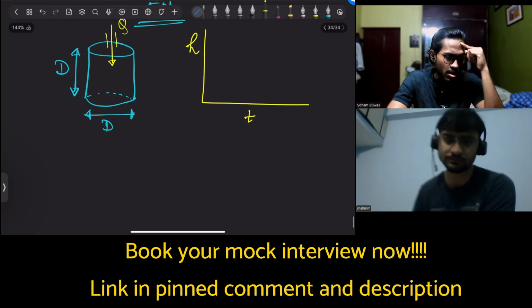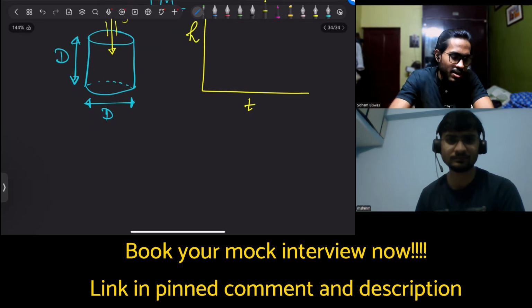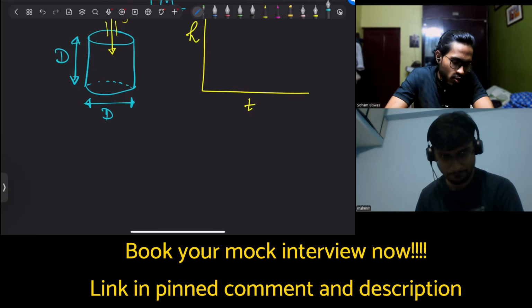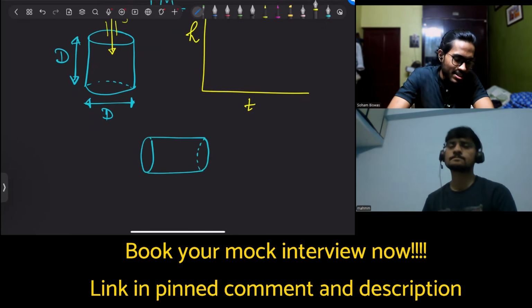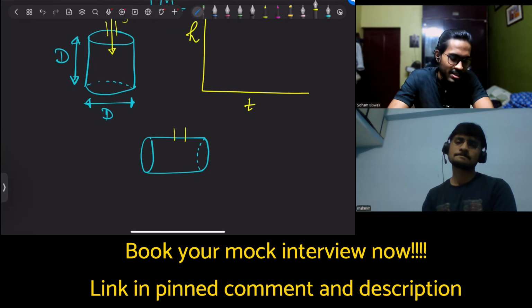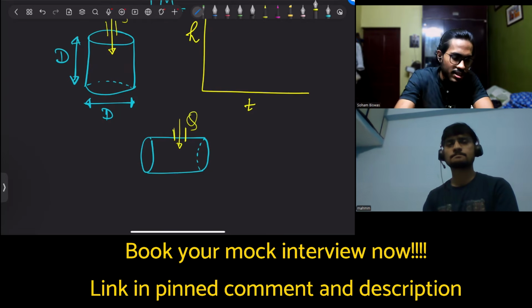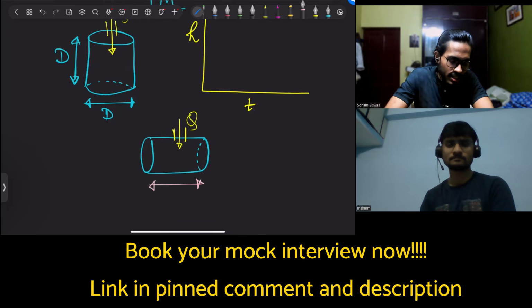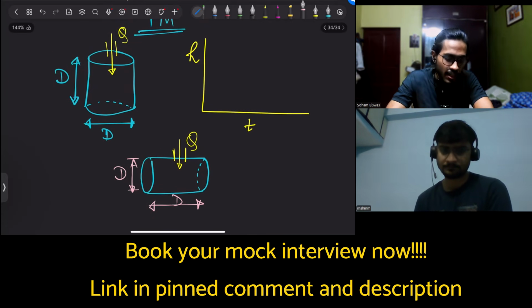Good, good. Okay. Now, in the second case, we are not doing anything magical, but what we are doing is we are now putting the same cylinder horizontally. So we are again doing the same things. One vertical, one horizontal, same scenario. This is my pipe. We are filling it by volumetric rate Q. This is my D, and this is also my D, same cylinder. Now on the same h-t graph, you draw the h versus t for the second case.